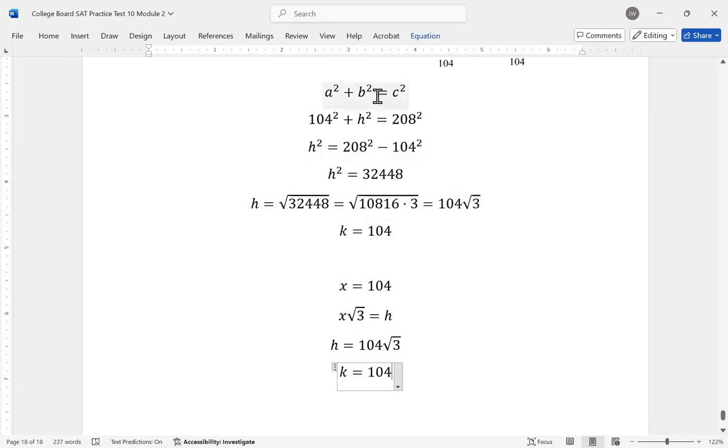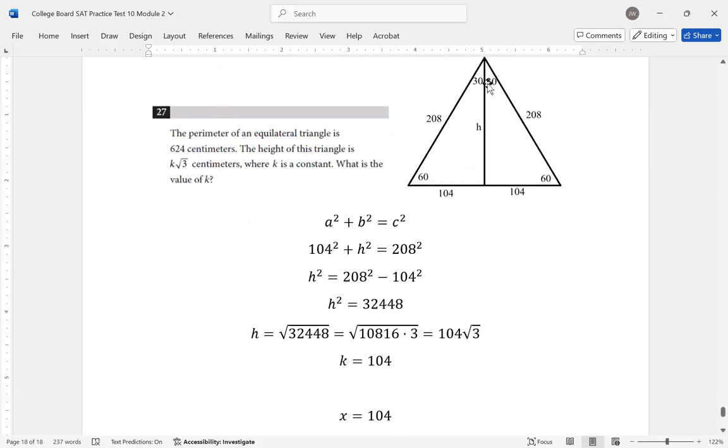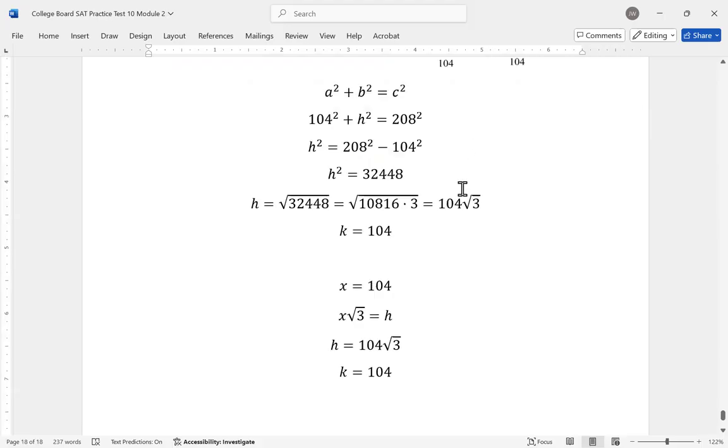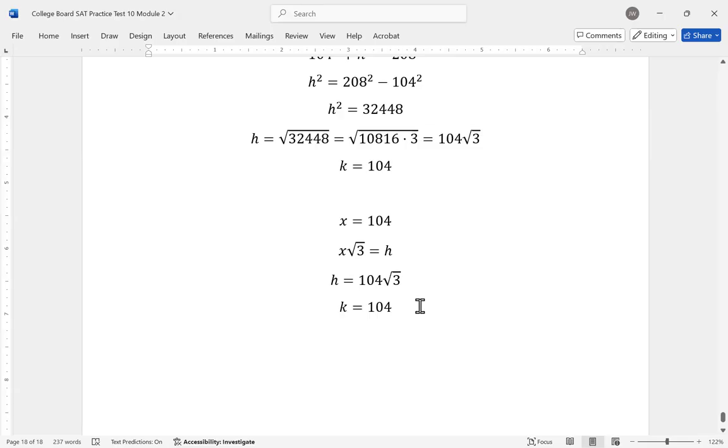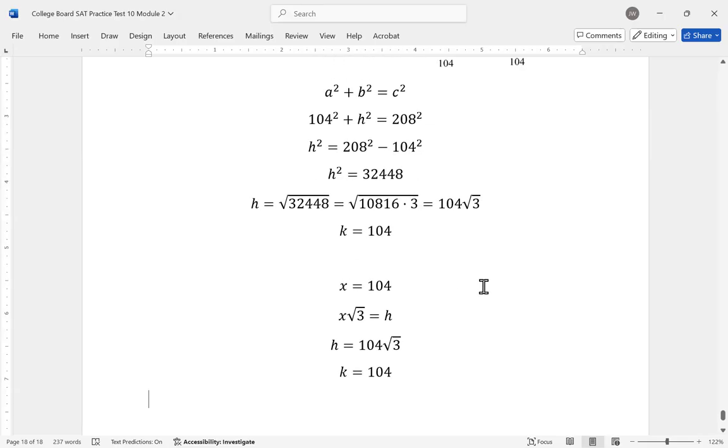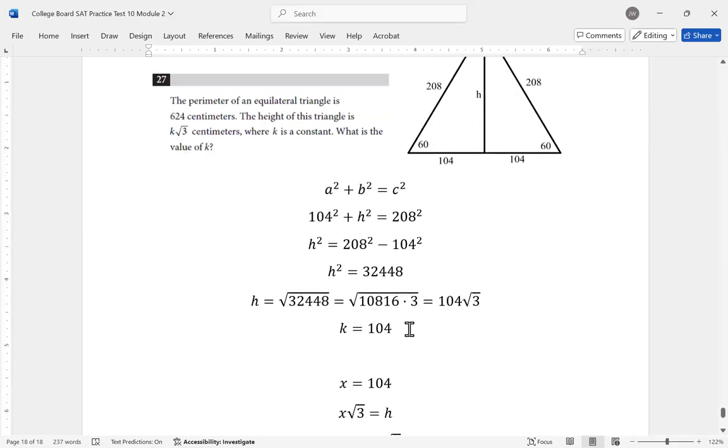So if you want to do this via the Pythagorean theorem, you could. If you did notice that that was that special right triangle case where x is a side opposite of 30 degrees, x times root 3 is a side opposite of 60, we could have gotten 104 that way as well. But in either case, 104 is the answer, whether you use the Pythagorean theorem or the special right triangles. So 104 is the answer to question 27.